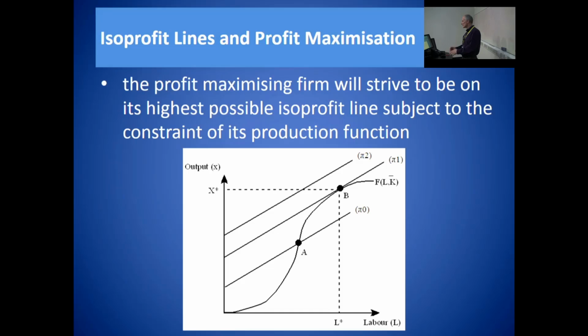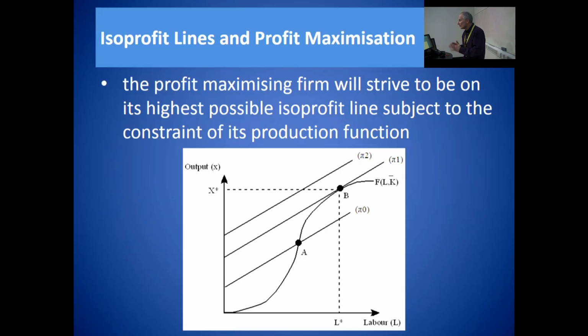So the question is, of all the points along that production function, which one does the firm produce? Well, we said the firm wants to maximise profits. It wants to be on the highest possible iso-profit line. So, for example, if you gave the firm the option of that iso-profit line there, enjoying a high level of profits, would it like it?